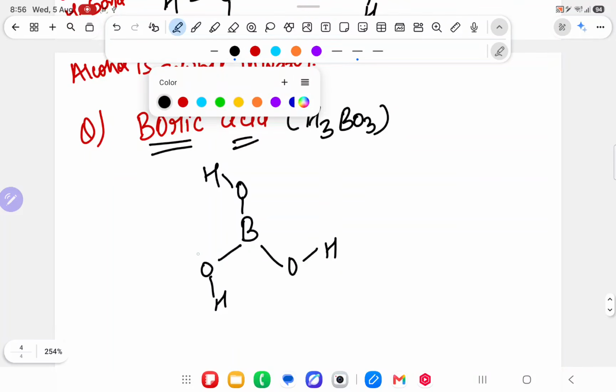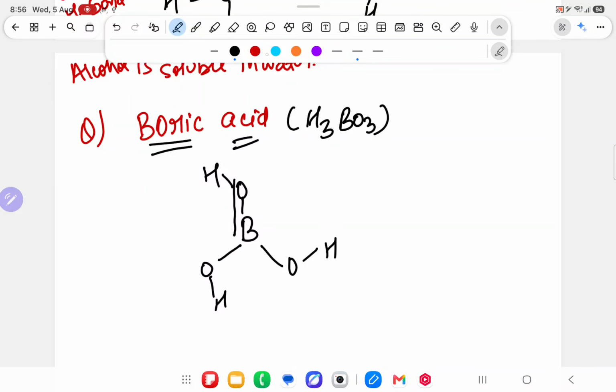In this part, this is our boric acid. This is our boric acid.